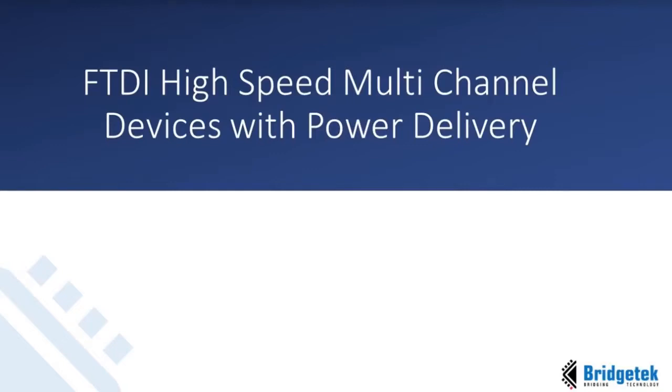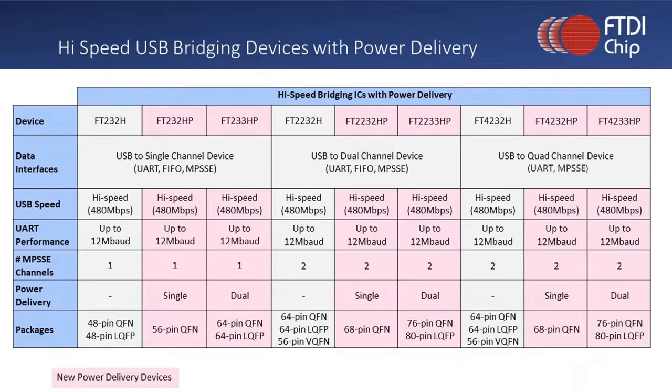FTDI have extended the popular range of high-speed USB bridging devices to add power delivery capabilities. This table summarises the different devices available in the extended family. You can see the original FT232H, FT2232H and FT4232H devices. These provide 1, 2 or 4 interfaces respectively from a single high-speed USB port.